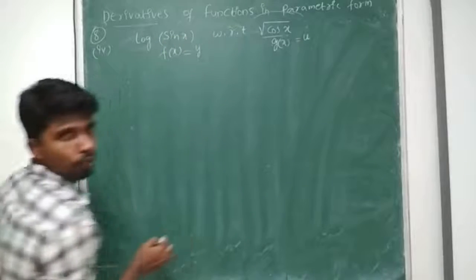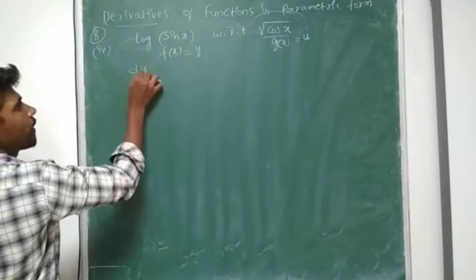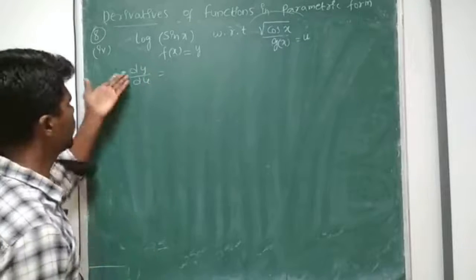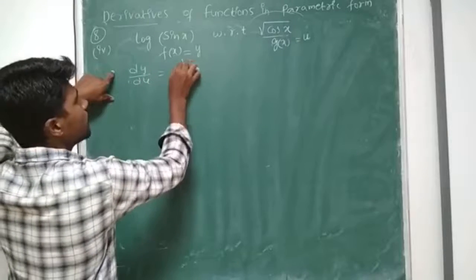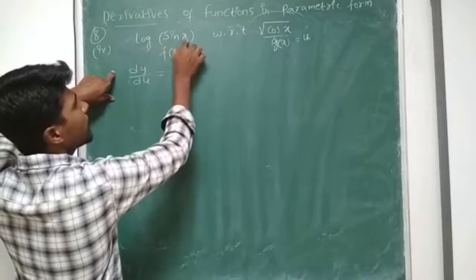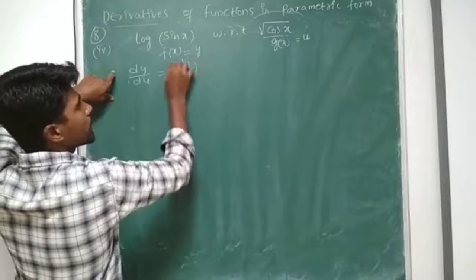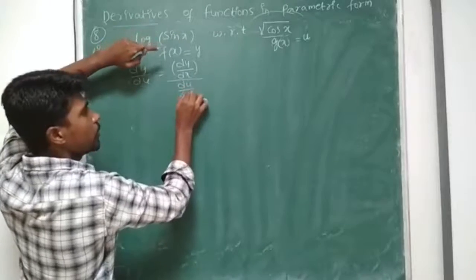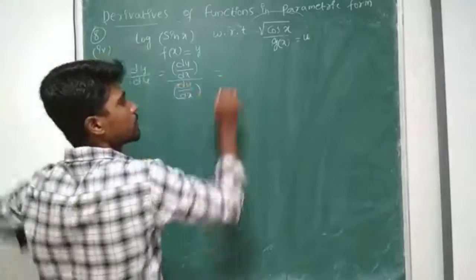So what I have to find out is dy by du. How do we find it? y is defined in terms of x, so dy by dx, whole divided by du by dx, since u is also defined in terms of x. So we start.